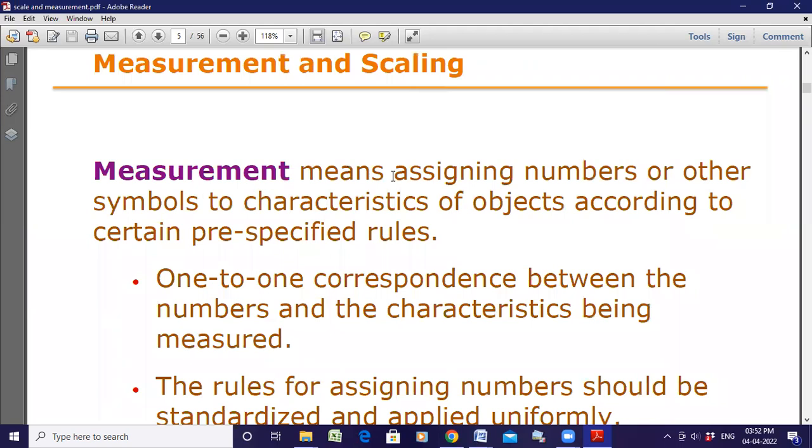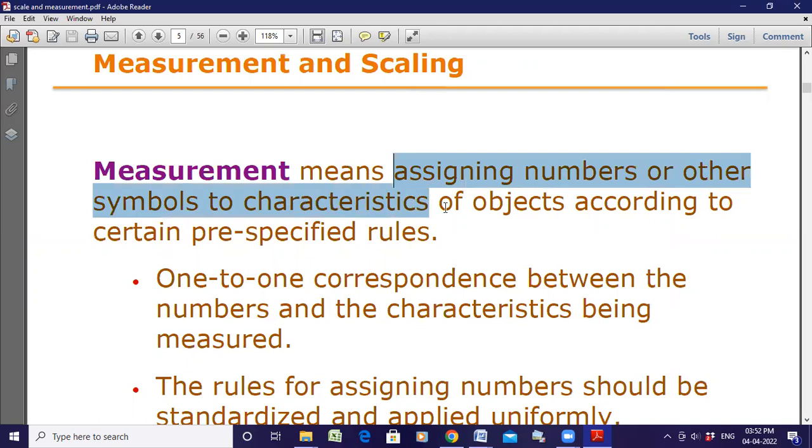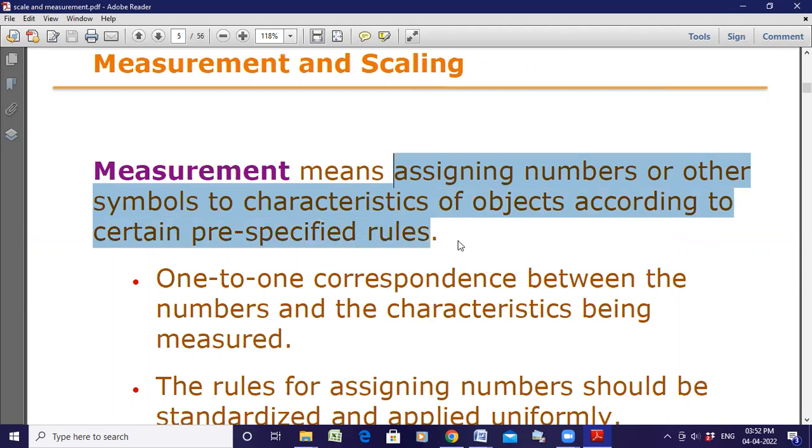Measurement means assigning numbers or other symbols to characteristics of objects according to certain pre-specified rules. I hope my voice is coming clearly. Yes? Yes, sir, it's clear. Okay.